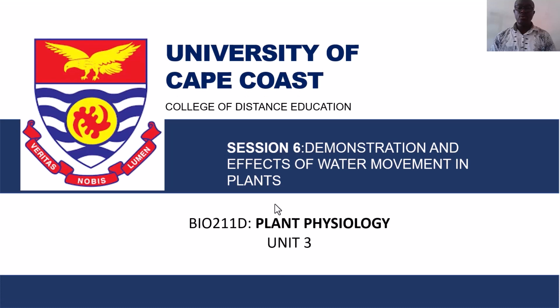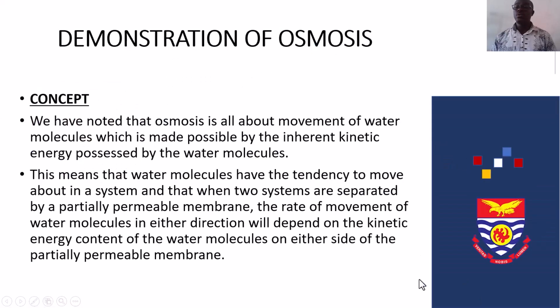Welcome to Bio 201, Plant Physiology, Unit 3, Session 6: Demonstration and Effects of Water Movement in Plants. By the close of this session, students should be able to show osmosis in living plant cells and determine the mean solute potential of the cell sap using the method of incipient plasmolysis. So we are good to go.